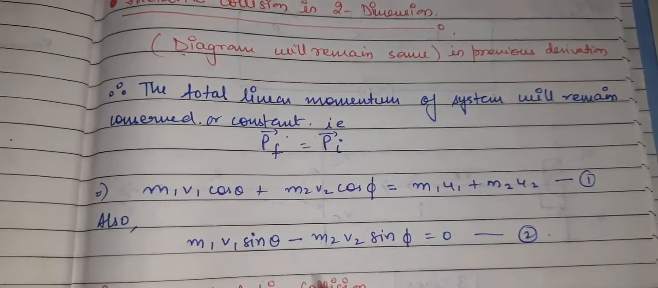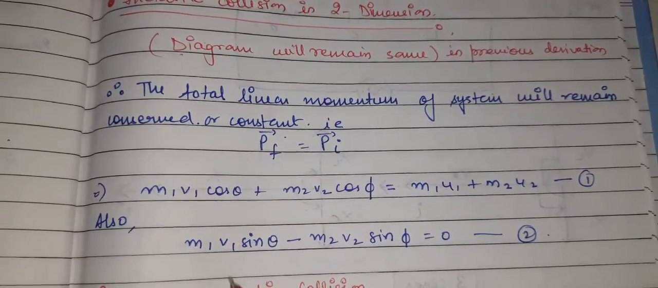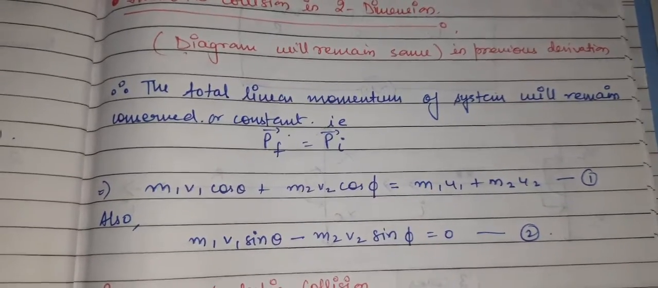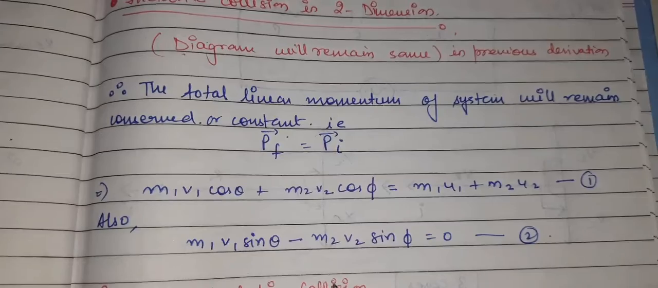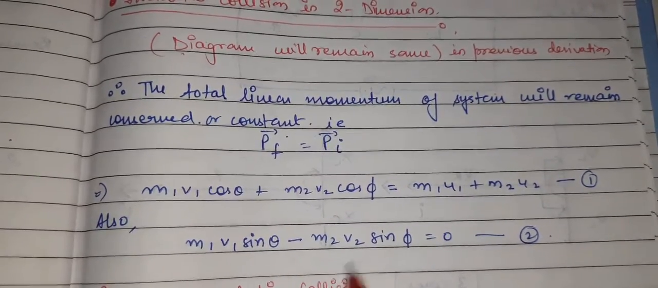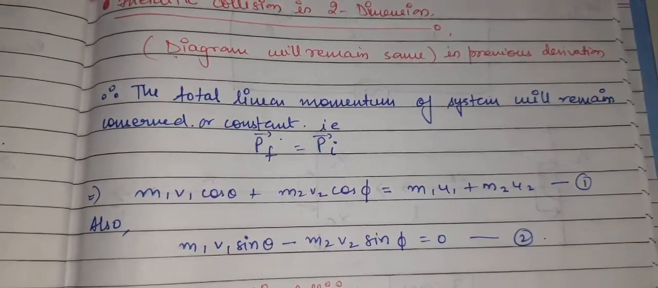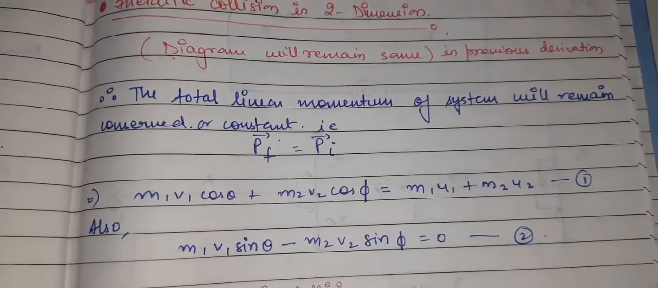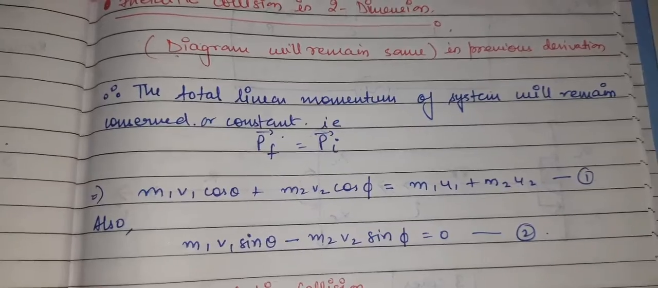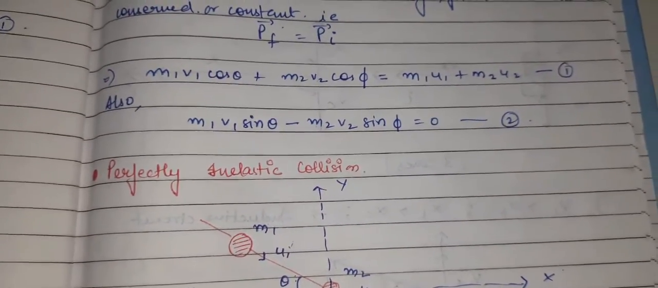Why have we taken a minus sign? Because the v1 sin theta component was along the positive y-axis, and the v2 sin phi component was along the negative y-axis. Since momentum is a vector quantity, we have to take the sign convention along with this. So we got these two equations in the x and y directions. This is valid for inelastic collision also. The case remains the same whether it is inelastic or elastic, but some difference comes in when we talk about perfectly inelastic collision.